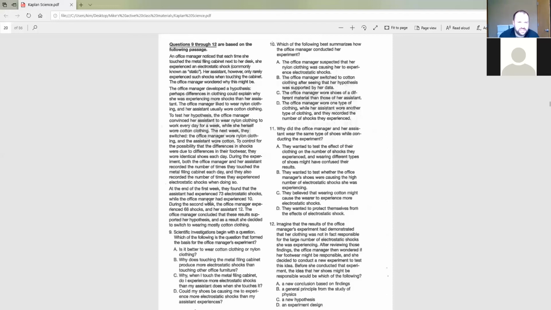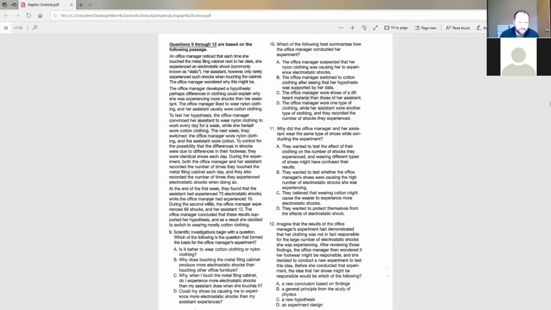To test her hypothesis, the office manager convinced her assistant to wear nylon clothing to work every day for a week, while she herself wore cotton clothing. Next week, they switched. The office manager wore nylon clothing, and the assistant wore cotton. To control for the possibility that the differences in shocks were due to differences in their footwear, they wore identical shoes each day.